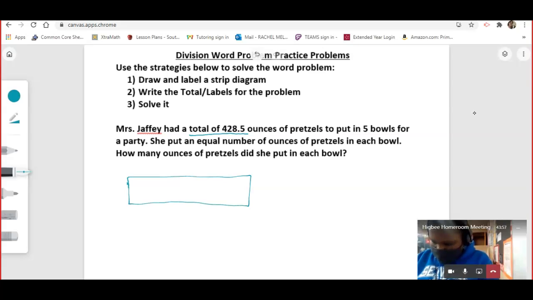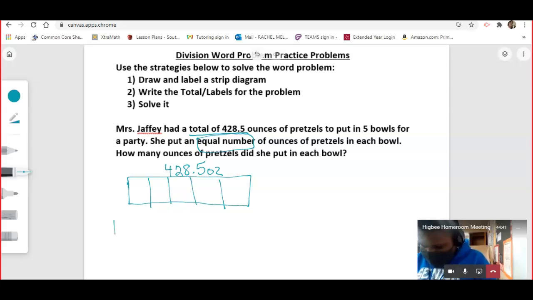Okay? So she has a total of 428 and 5/10 ounces of pretzels to put in 5 bowls for a party. She put an equal number of ounces of pretzels in each bowl. So how many ounces of pretzels did she put in each bowl? If I have 5 bowls and they're all equal, then that means it has to be division. Everybody with me on that one?